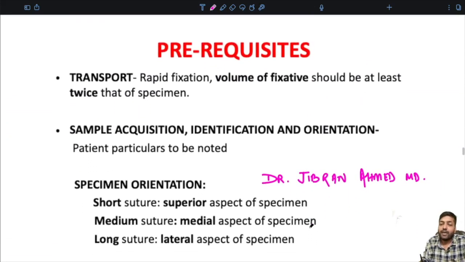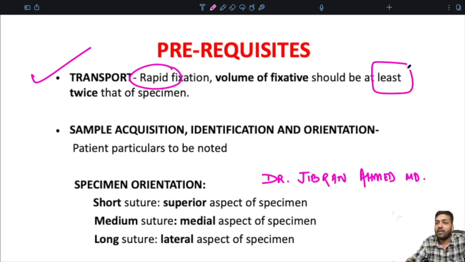Now, what are the prerequisites for grossing? For transport, rapid fixation is required. So the volume of fixative should be at least twice that of the specimen. Now remember, this is the least amount of volume of fixative which is required during the transport.